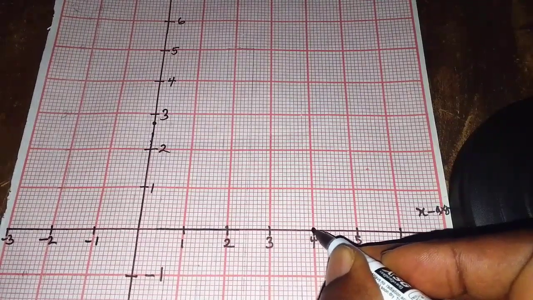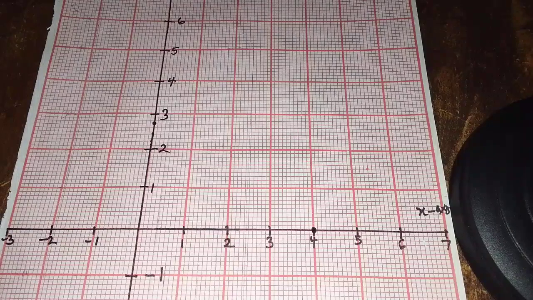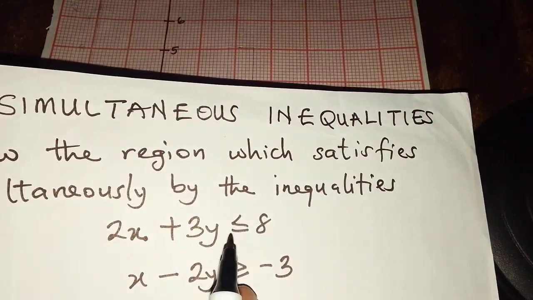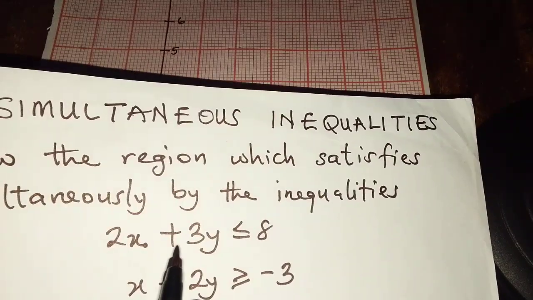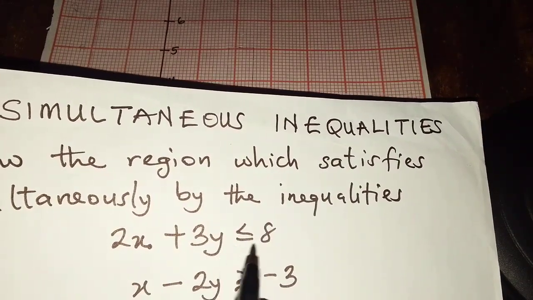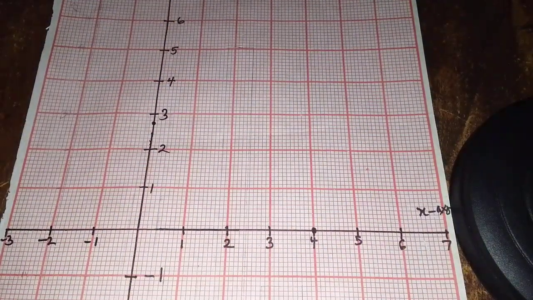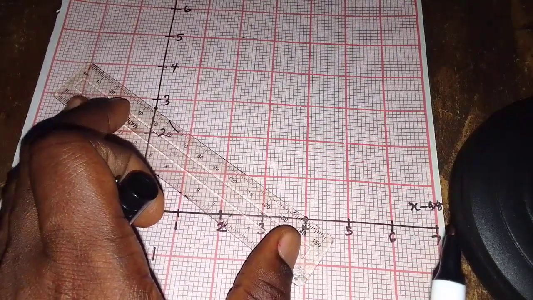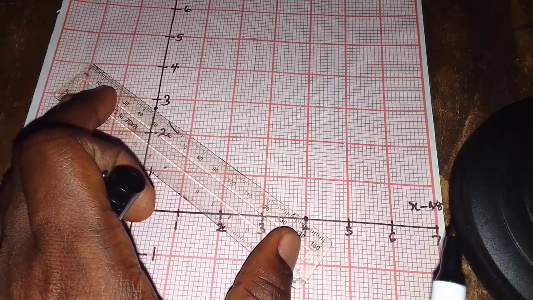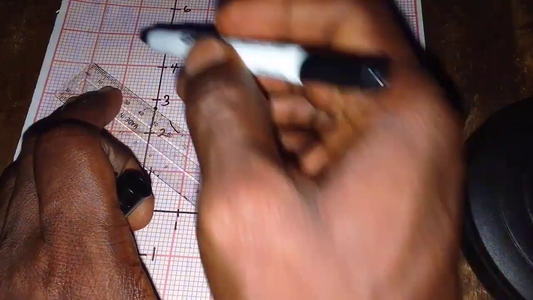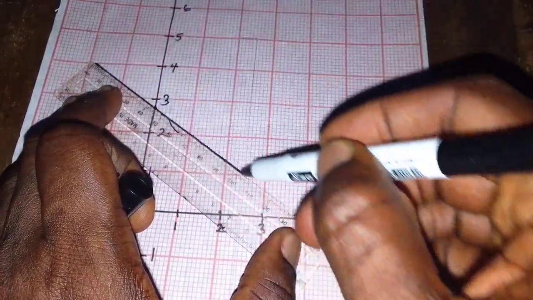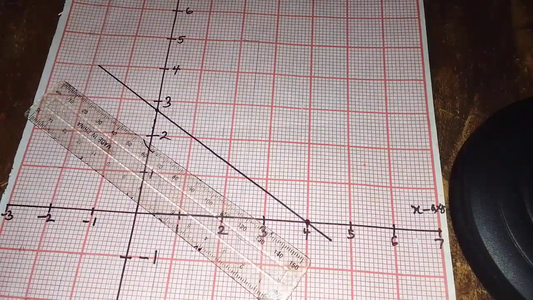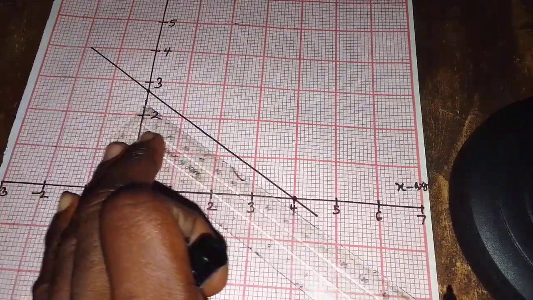Now you are going to join it together with a straight line, not a broken line, because it also involves the equality sign. It says 2x plus 3y is less than or equal to 8. So because of that, you join the two coordinates with a straight line. So I'm having it like this.